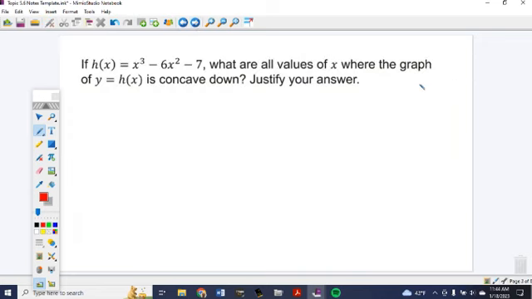Let's take a look at this as an example problem. This is a good general, how do we get rolling with a concavity type problem. If h of x equals x cubed minus 6x squared minus 7, what are all values of x where the graph of y equals h of x is concave down? Justify your answer. So the first thing we should do here is find the derivative. f prime of x is, of course, 3x squared minus 12x. That makes sense.